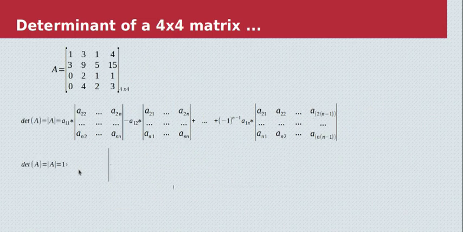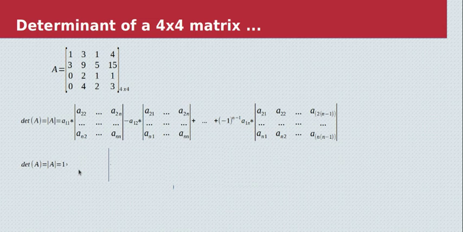So here is a 4 by 4 matrix. So general formula is given. So here to find our determinant of our 4 by 4 matrix, we have to first find determinants of some 3 by 3 matrices, and then we have to substitute that value in the general equation and we will get the determinant of 4 by 4 matrix.